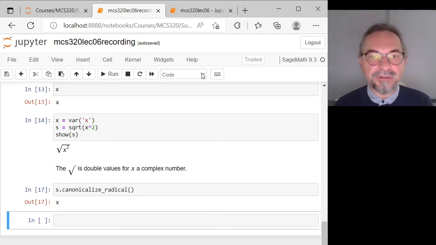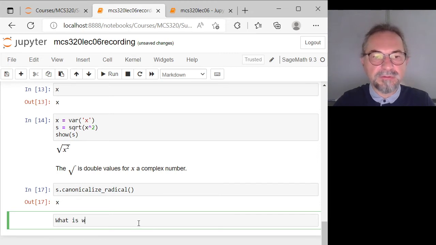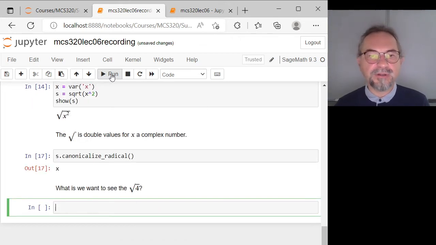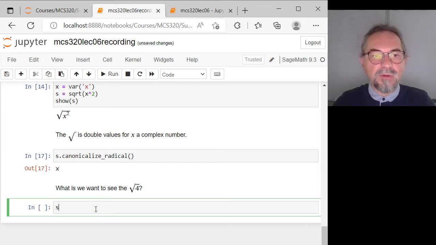Okay, so what about the other questions? What if we want to see, and I'm now writing it down in LaTeX notation, the square root of 4? If you type it in, it will automatically just simplify. What if you want to prevent this? Well, you have to do two things. You have to cast 4 into a symbolic ring, and you have to say hold equals true.